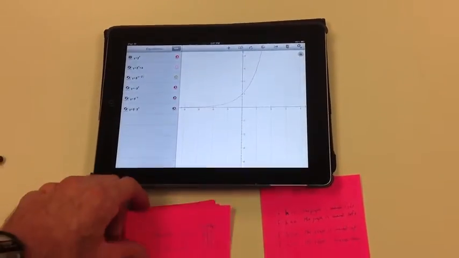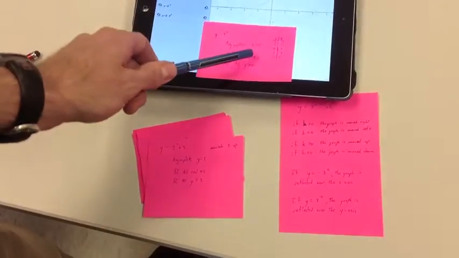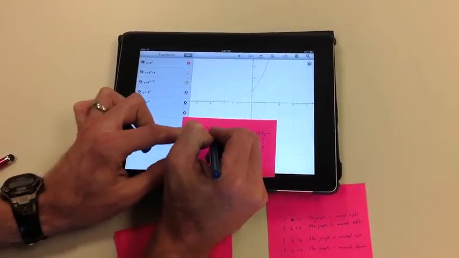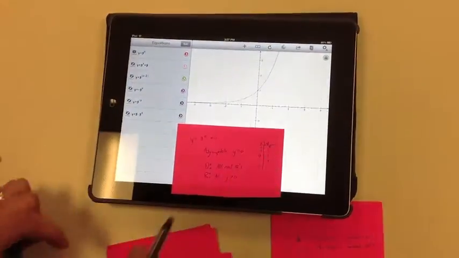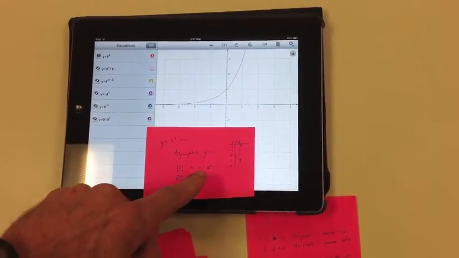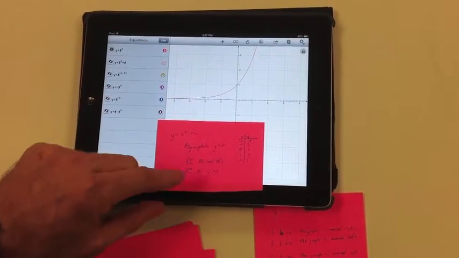Now, on this red curve, we know the following things. We know that the asymptote will be y equals 0 because there's no number added on the end. And so the domain is all real numbers, and the range is all y values greater than 0.